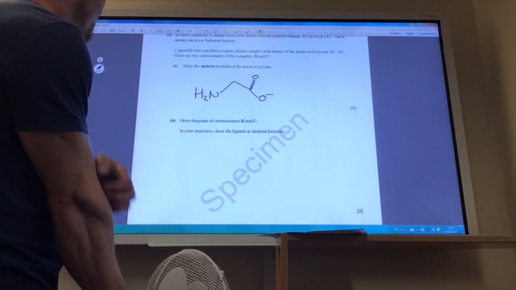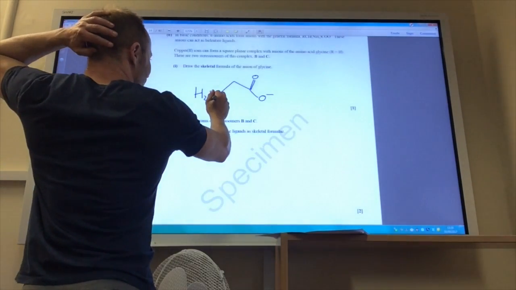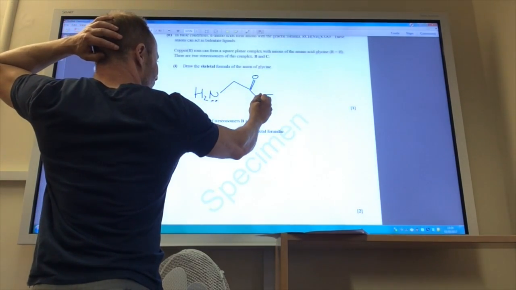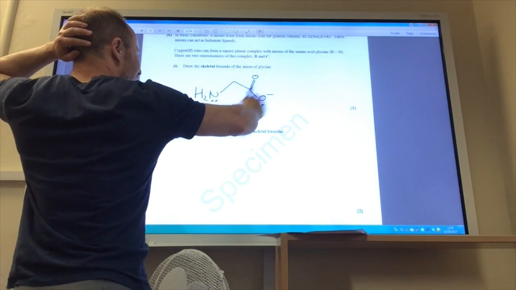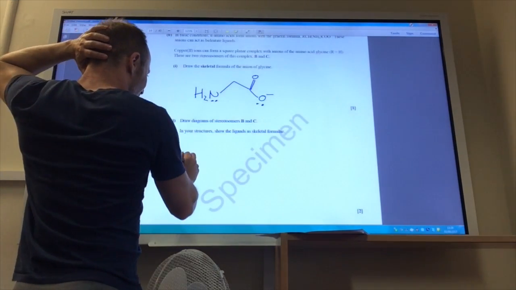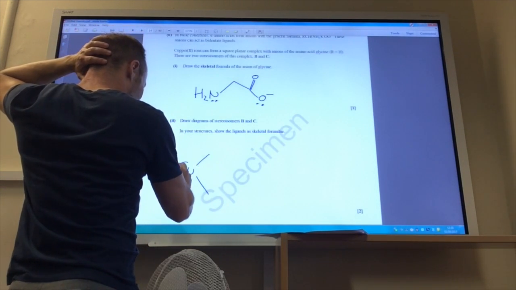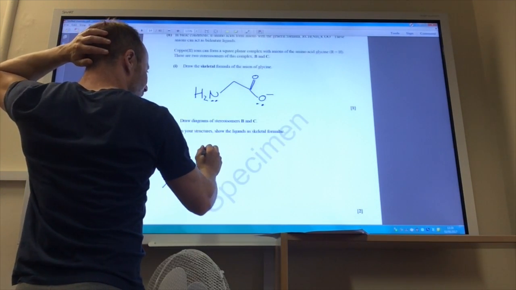Draw diagrams of stereoisomers B and C. That happens when this reacts with copper. So you will know that on both of those you've got a lone pair, so this is going to act as a bidentate ligand. So if we do it head on, it's going to be like so.